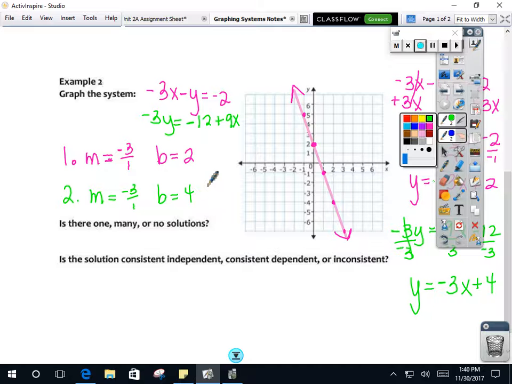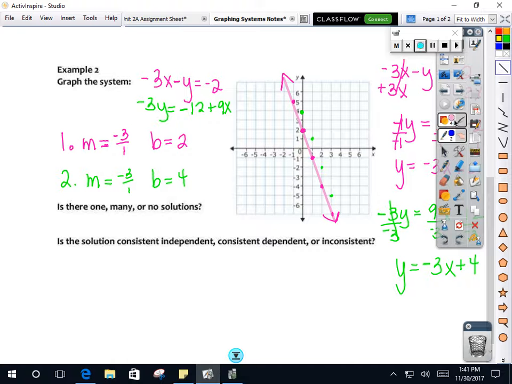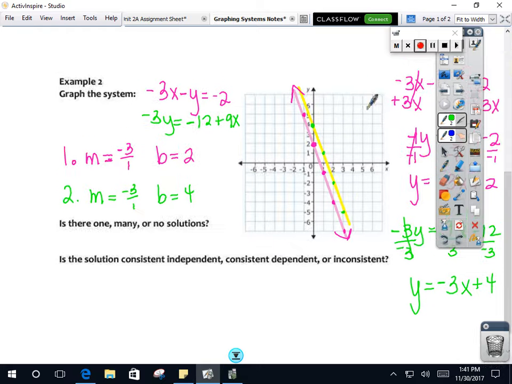Okay, now for the next one, for the green equation, where do I put my first point? 4. Then what do I do? Down 3, right 1, down 3, right 1, down 3, right 1. What are you discovering? They are parallel. How could you have already known that before even graphing them? They have the identical slopes. Anytime their slope, their m value, is the same, they're going to be parallel.